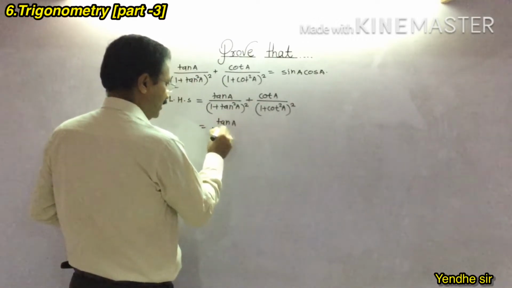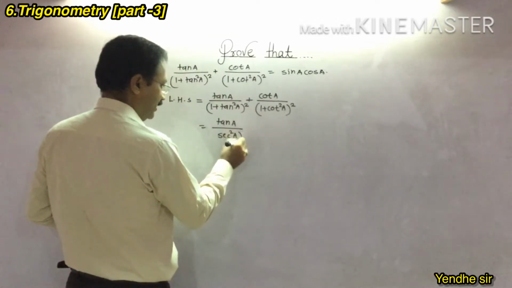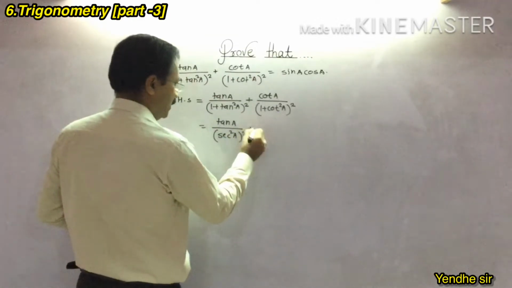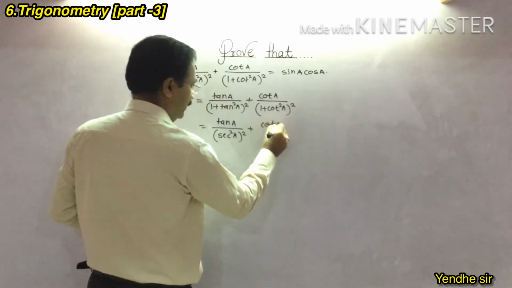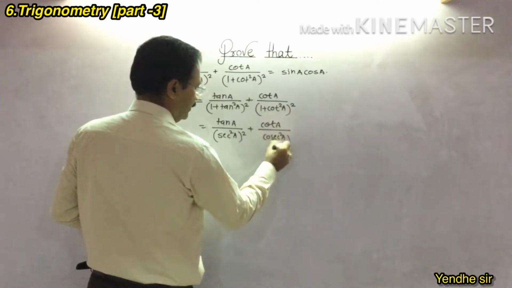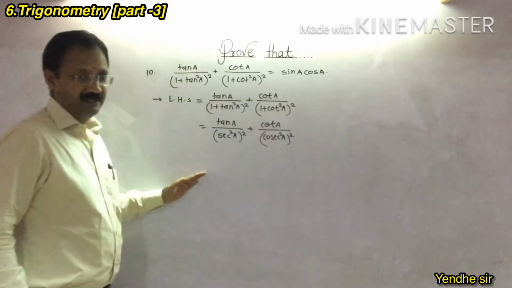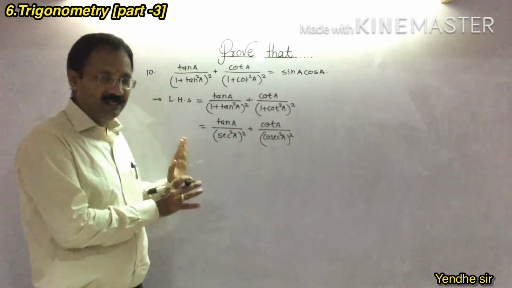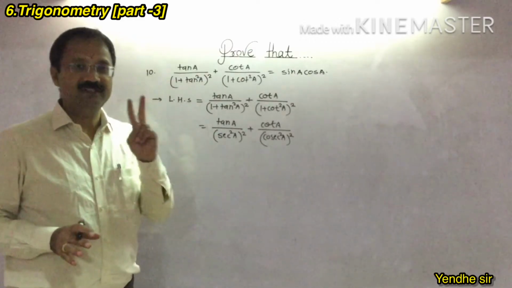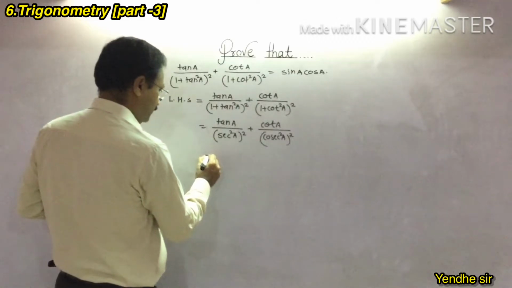Tan A upon 1 plus tan square A means sec square A, bracket square, plus cot A upon this is cosec square A. Because cosec square A equals 1 plus tan square A. Here I have reduced it. Now I am going to follow the rules. Which is the second rule? Write the formula. So I am going to write the formulas of this one.